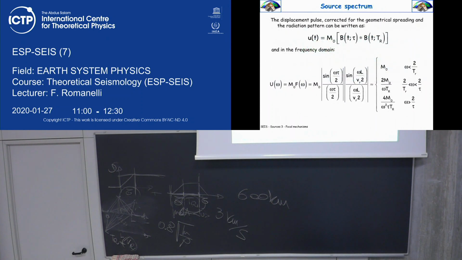Okay, final two slides, maybe the most important ones for this set, because now we're going to take a conclusion about the source spectrum. Okay, what we learned so far. The displacement field around an extended fault, a shear dislocation in, let's say, a homogeneous medium, in time, is related to moment and the convolution of two boxcars. One of duration tau, one of duration tr. Since I was writing this, this is my convention, tau, tr.